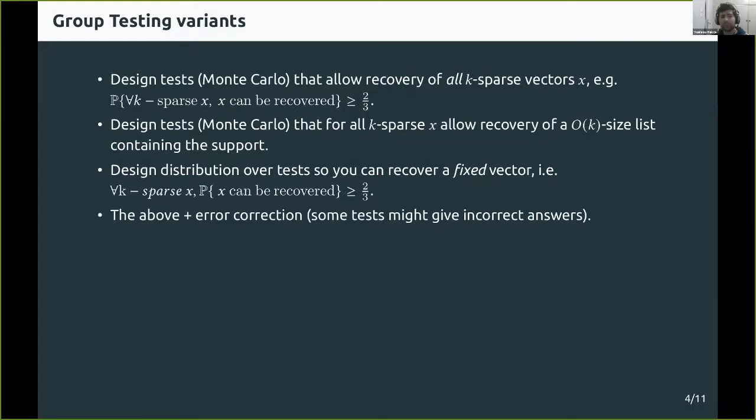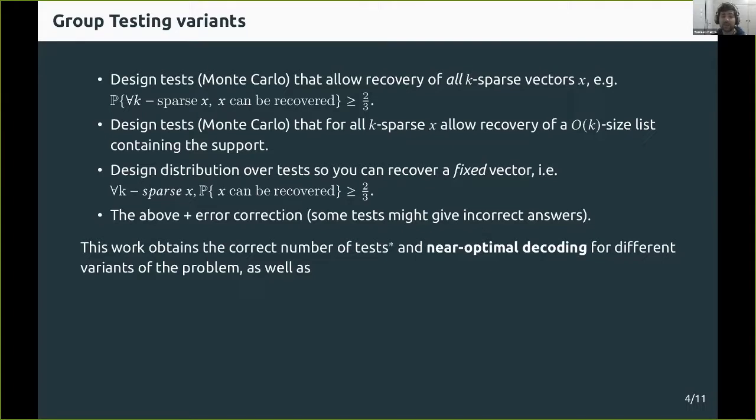And on top of the above, you can ask also for some error correction, like some tests might give incorrect results, introducing false positives or false negatives. This is very common in practice, and it will also be very common in some of the applications we consider. For example, there's a test with no defective item in it, but it appears to be positive. Or there are many defective items in it, but it appears to be negative. So you have to somehow account for this type of situation.